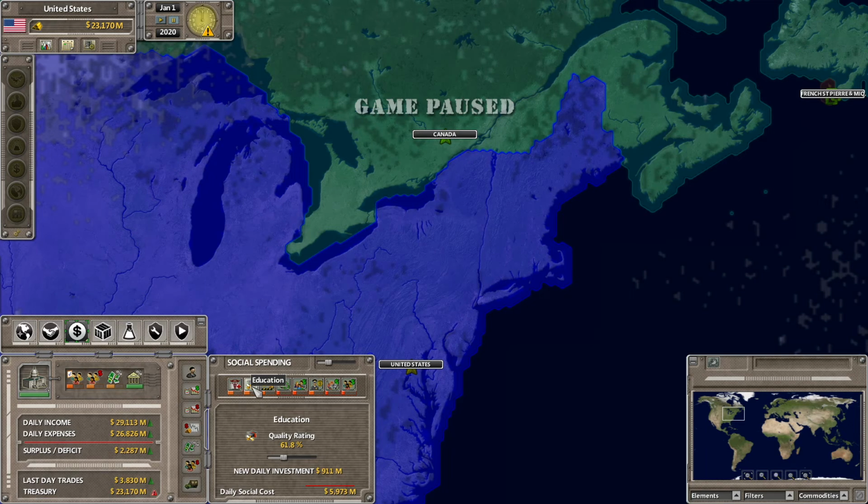So education isn't really going to affect your domestic approval rating too much. It mainly affects your research, and it doesn't have a big economic effect either. Infrastructure is potentially the most important social spending in the entire game.